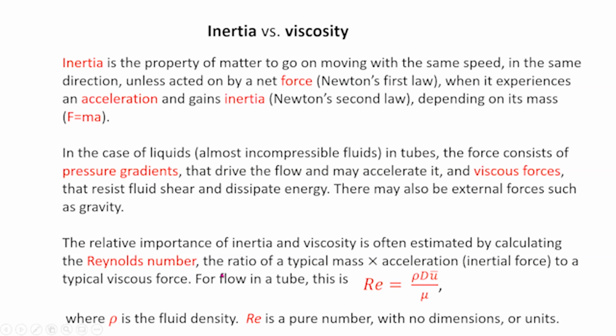And for flow in a tube, the Reynolds number is defined as the density of the fluid rho, the diameter of the tube, the average velocity in it, in the numerator, and in the denominator, the viscosity. And that's a dimensionless number. If you have consistent units for all the items, this thing doesn't have units. It's not a length or a time or a force or something. It's dimensionless. And that's very useful.